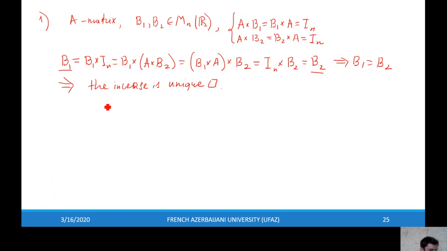Let's look at the second one. We know that A times the inverse of A is equal to the inverse of A times A, which is the identity matrix. Because of this, the inverse of the inverse matrix will be A itself. That's all.